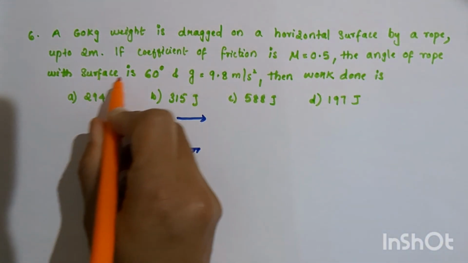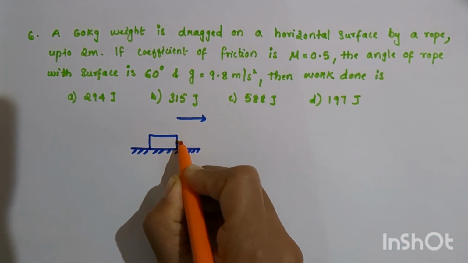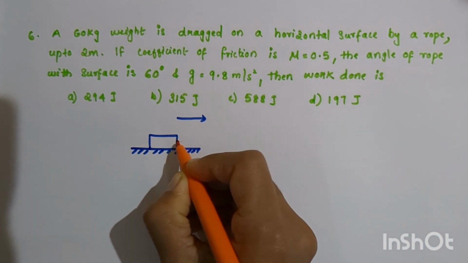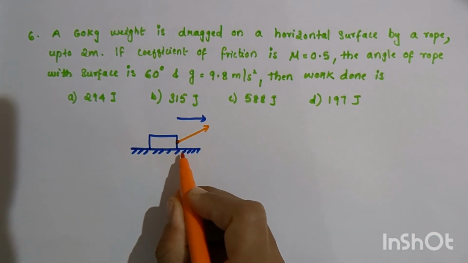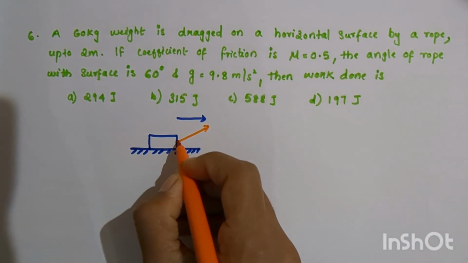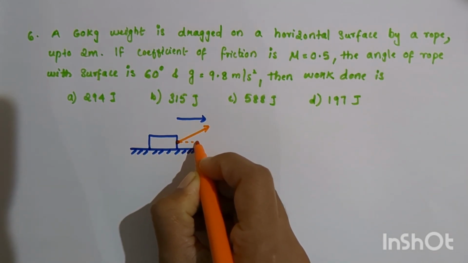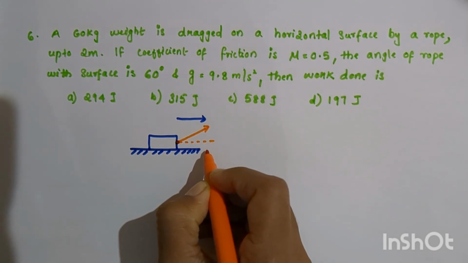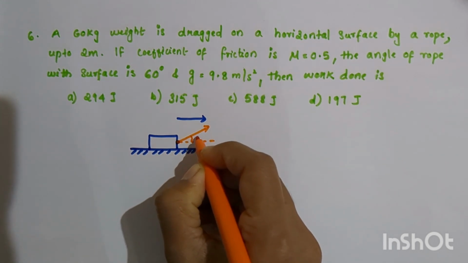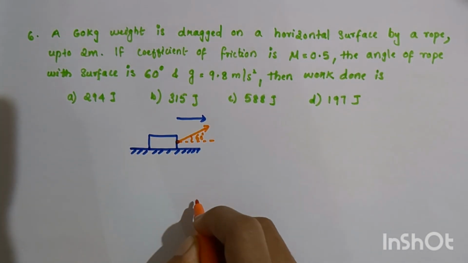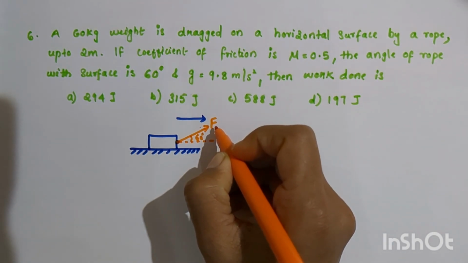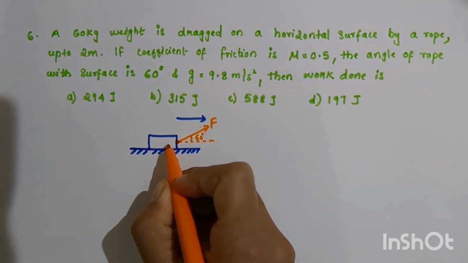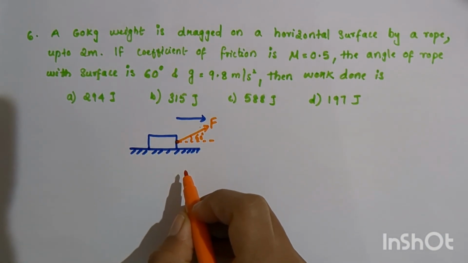The angle of rope with surface, that you see, suppose there is a rope here. The rope makes an angle of 60 degree with the surface. This is a horizontal surface. So if I draw a dotted line here parallel to this horizontal surface, this angle is 60 degree. This is that force F by which this mass is dragged along this horizontal surface.